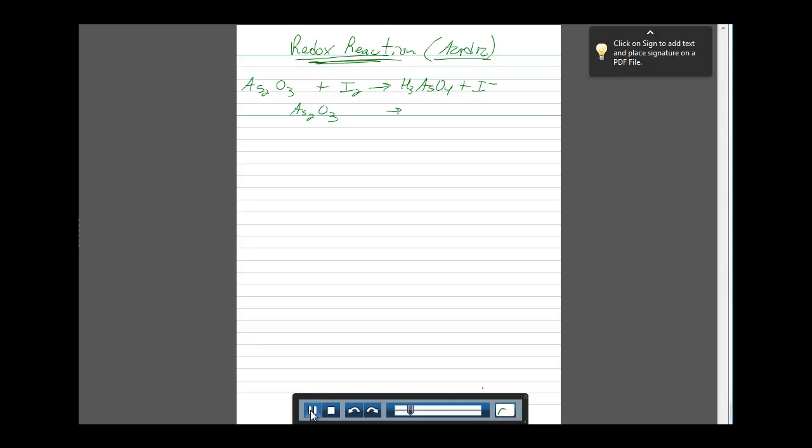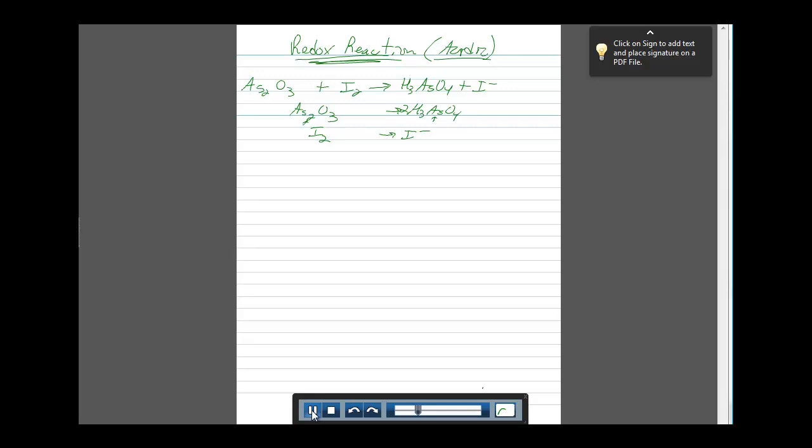As2O3 turning into H3AsO4, and we have iodine turning into iodide. So what we want to first do is balance the half reactions, and the first thing that we're going to do is take care of the top one. Here we have two arsenics, and we have one here, so we need to multiply the H3AsO4 by 2.